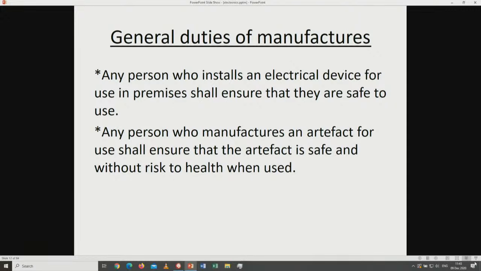Then there are the general duties of the manufacturer. Any person who installs an electrical device for use in a premise shall ensure that it is safe to use. Any person who manufactures an artifact for use shall ensure that the artifact is safe and without risk attached to it, and it has to come also with a manual of the safe use of the particular artifact.